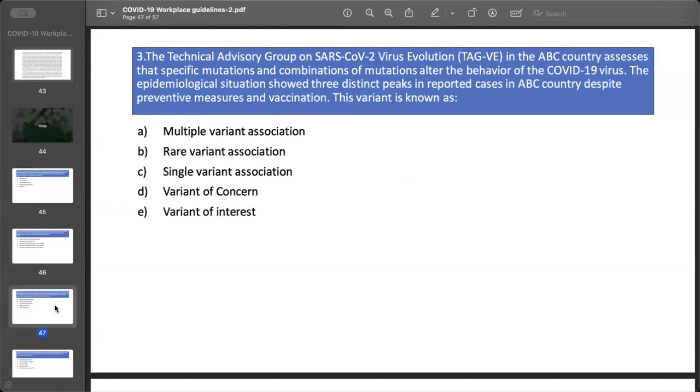Question number three. The technical advisory group on SARS-CoV-2 virus evolution in the ABC country assesses that specific mutations and combinations of mutations alter the behavior of the COVID-19 virus. The epidemiological situation showed three distinct peaks in reported cases in ABC country despite preventive measures and vaccination. This variant is known as: option A, multiple variant association; option B, rare variant association; option C, single variant association; option D, variant of concern; option E, variant of interest. Option D is the right answer.